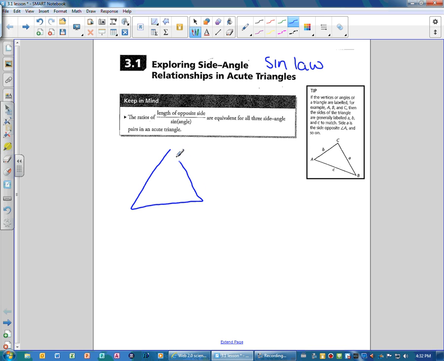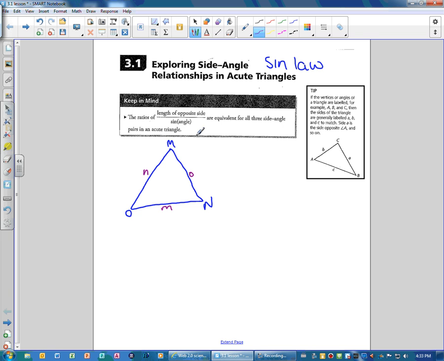Let's say that this is triangle MNO, for example. This is angle M right here, the measure of it. This is angle N, and this is angle O. If this is angle M, this length here is small side m. If this is angle N, this is small side n. And if this is angle O, this is small side o.